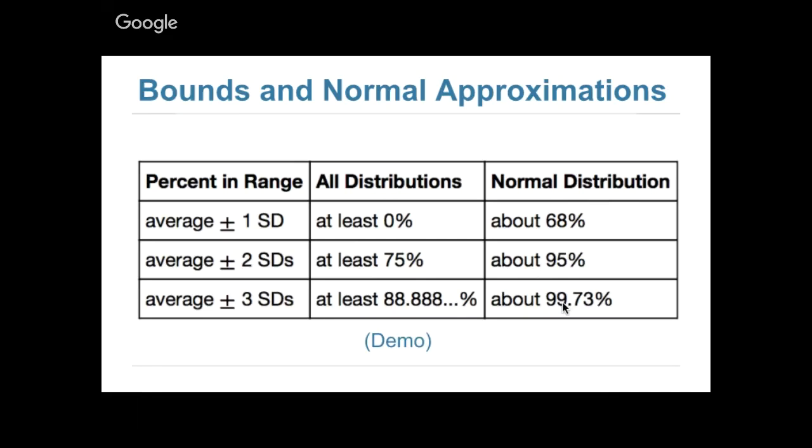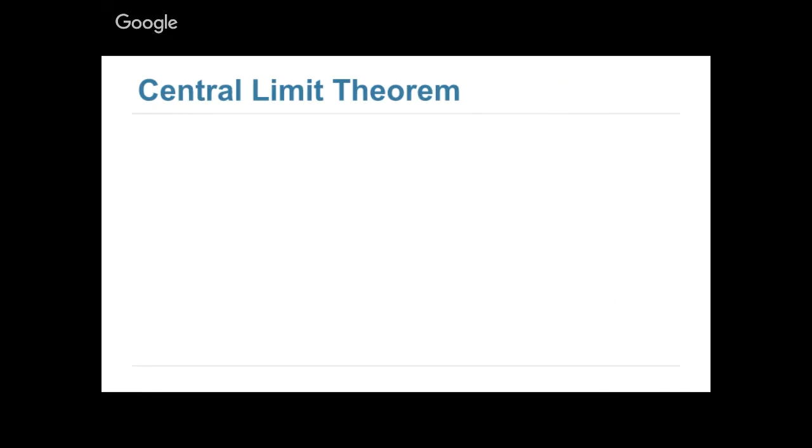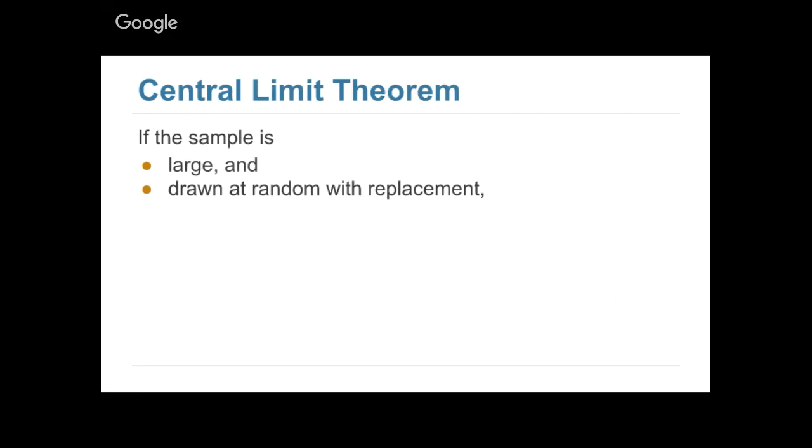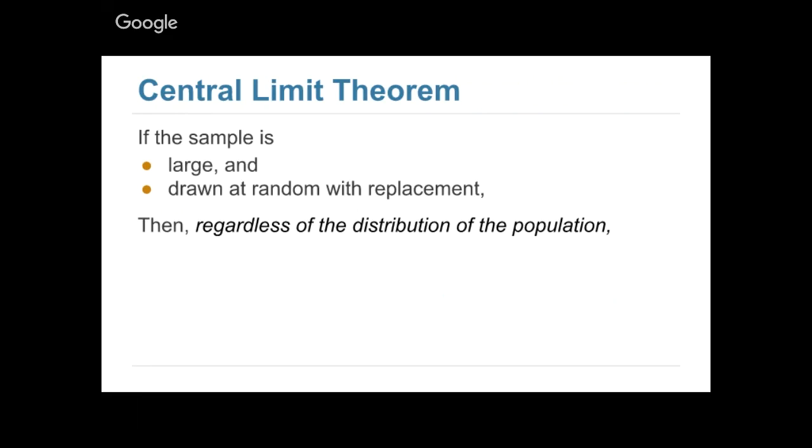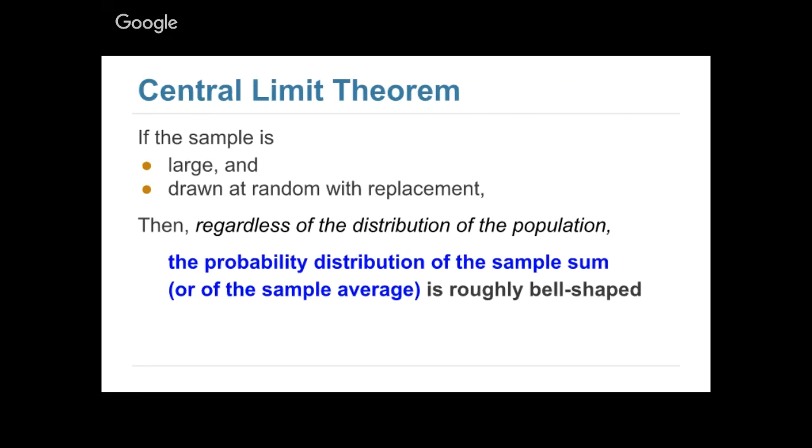Cool. So this leads me to a cool little result, which is called the central limit theorem. What this says is if my sample is large and drawn at random with replacement, then regardless of the distribution of the population, if I take samples and get the probability distribution of my sample sum or my sample average, that will be roughly bell-shaped, which is kind of interesting. Let me show you what that means.